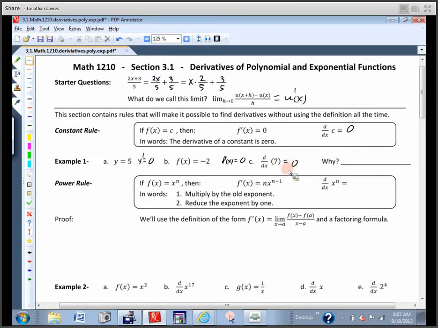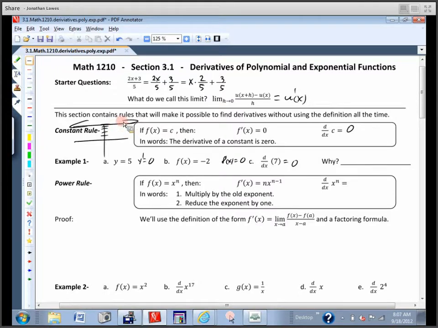So if I have y equals 5, what's y prime? 0. If I have f of x equals negative 2, f prime of x would be 0. If I have the derivative with respect to x of 7, the answer is 0. And my question for you is, why are these all zeros? Ben? There's no slope. Okay, or a better way to say it is, the slope is 0.